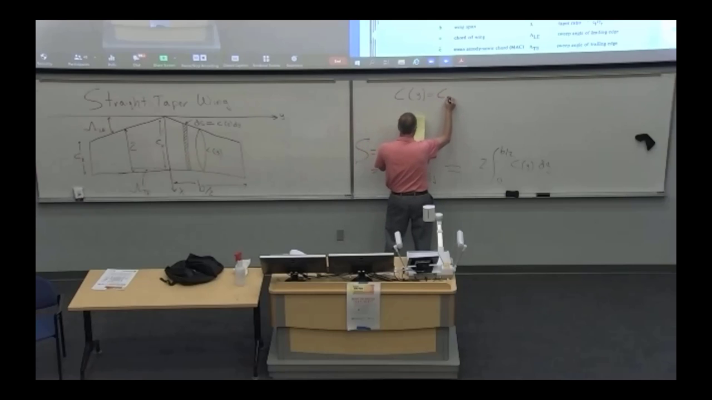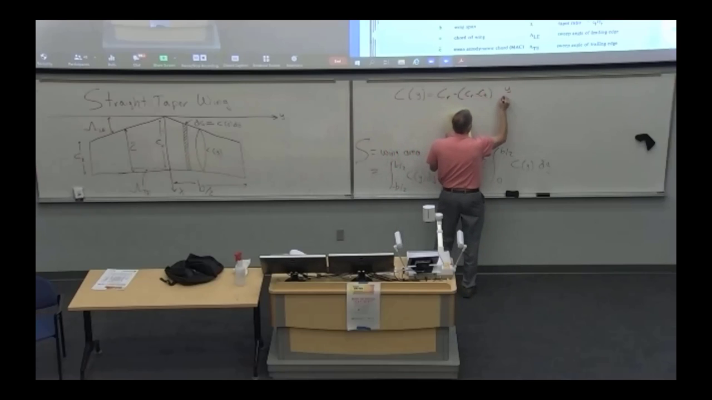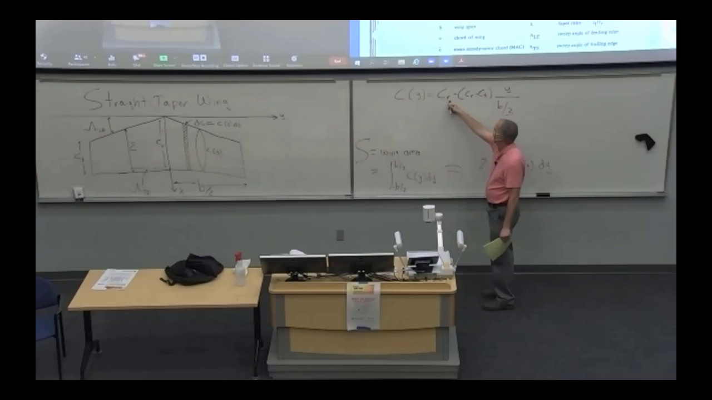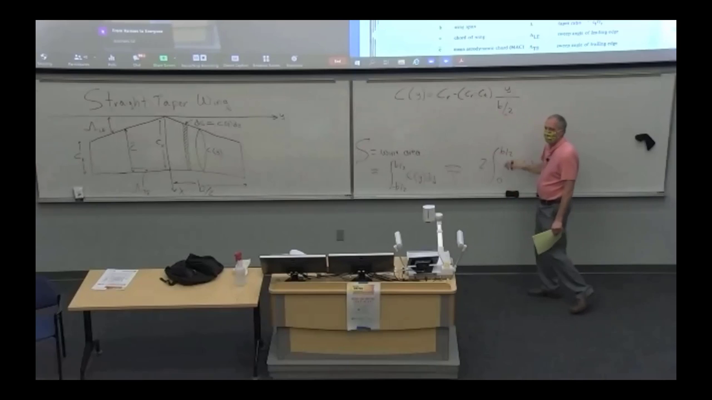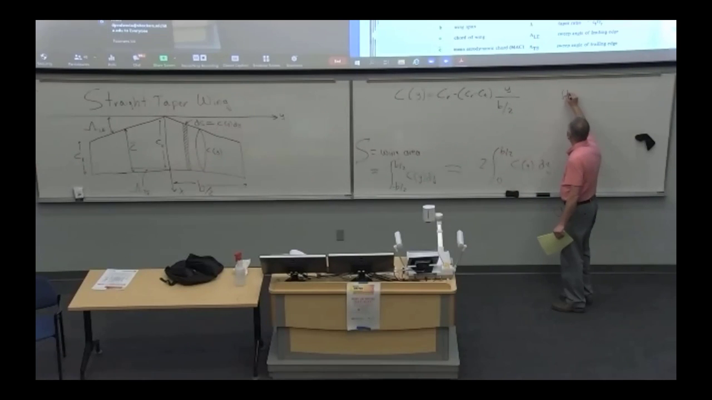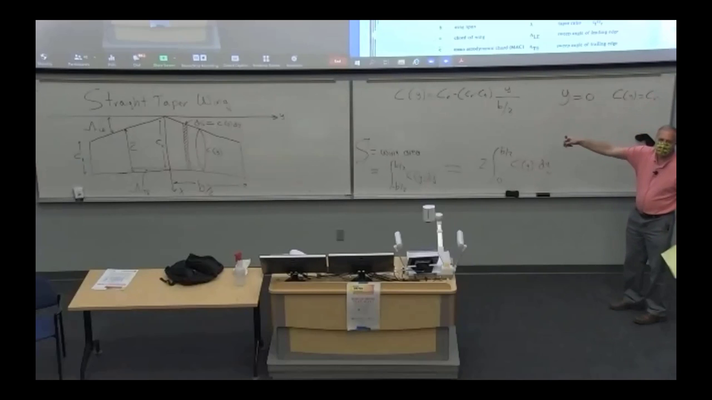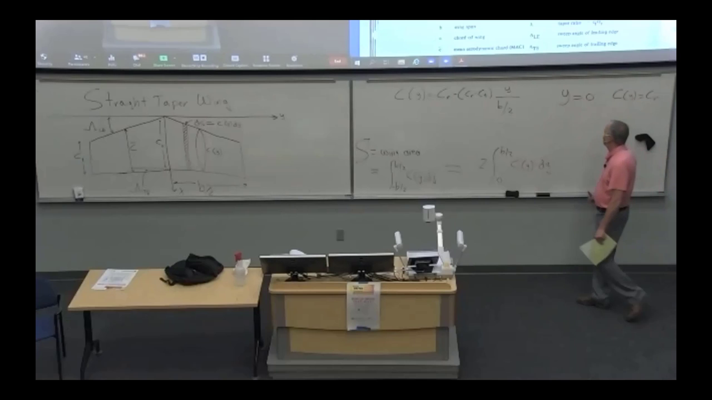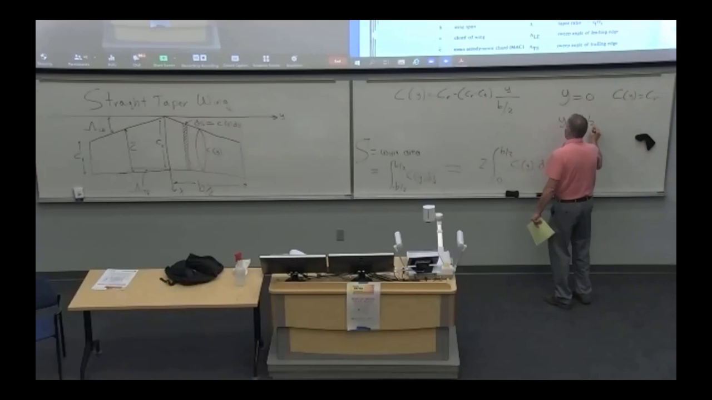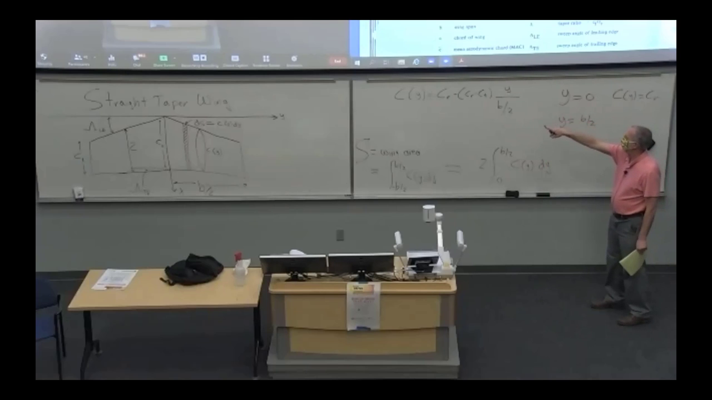It's going to be C_R minus C_T times Y over B over 2. So for the zoomers, this is C subscript R, C subscript T, B over 2. And does this work? When Y is 0, we plug in Y equals 0, we get C_R. Check, right? How about when Y is B over 2? Cancels out, we get C_R minus C_R cancels out, minus minus C_T.